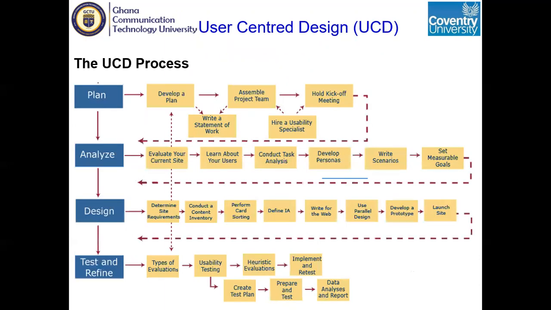So finally, this is the last slide. This is the process of embarking on user-centered design. We can't do all this, but generally, there's a plan. So you have to plan what you are setting out to do. Planning is always the first thing you must do. You must sit down and plan.